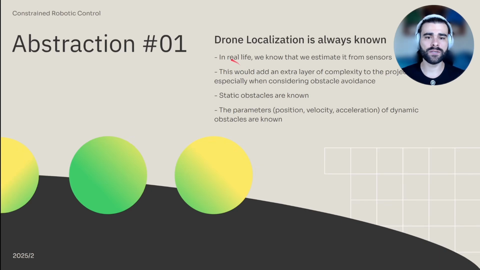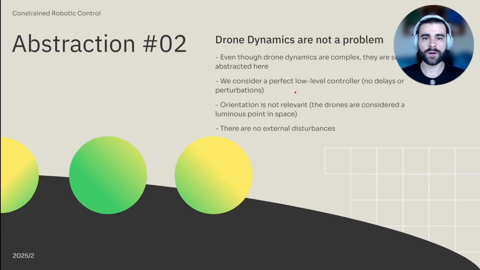The first abstraction is regarding drone localization. It is always known. We know that in real life we would get this from sensors, but this would add an extra layer of complexity to this work, and since we want to focus on control barrier functions, this is taken for granted. Static obstacles are known, and also the parameters such as position, velocity, and acceleration for dynamic obstacles are known. The second abstraction is regarding drone dynamics.